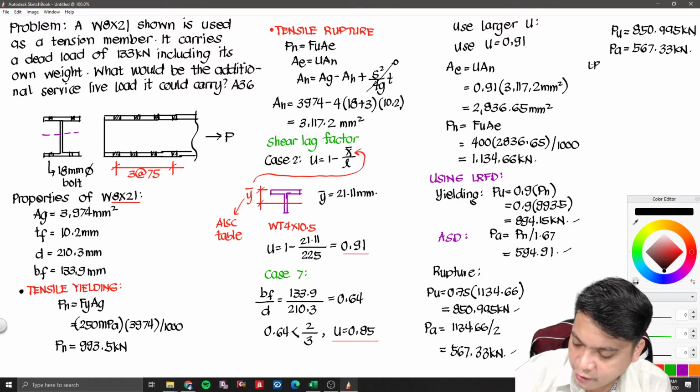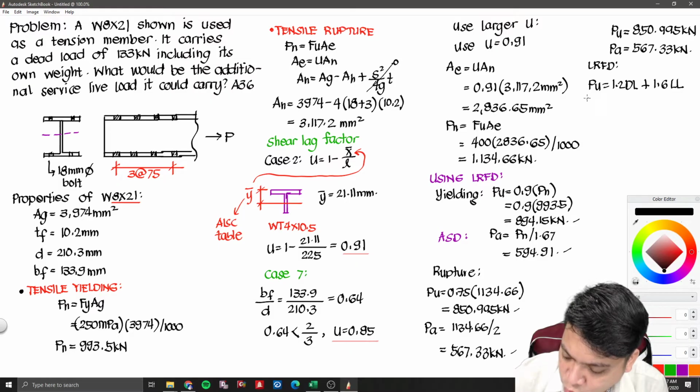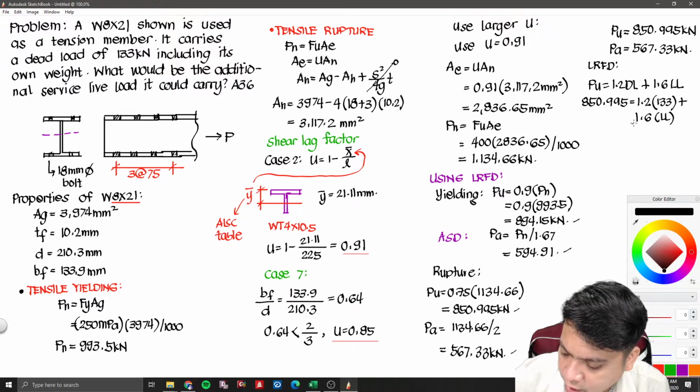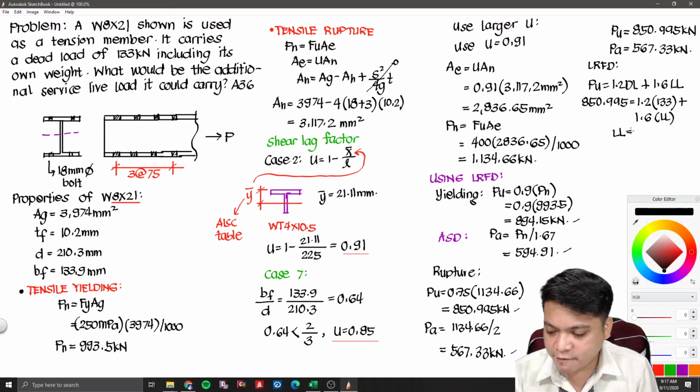So, additional live load, service. Using the LRFD, yung PU natin equals to 1.2 dead load plus 1.6 of live load. So, we will be having now the PU 850.995 is equals to 1.2 times the dead load natin, which is 133, plus 1.6 of live load. May makukuha tayo ditong live load, and that is actually the service live load na hinahanap natin.